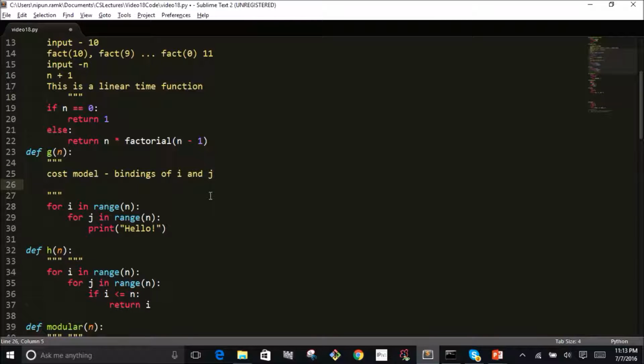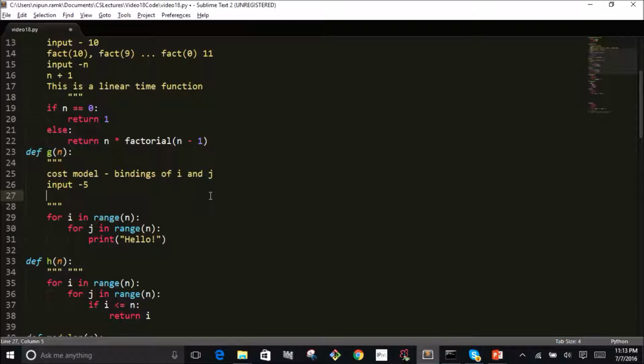So let's say my input is 5 again. Let's analyze this. What's first going to happen is it's going to go for i in range of 5. What's the first i value we get? We get i is equal to 0. Then when i is equal to 0, we're going to execute the inner for loop, for j in range of 5. So when i is 0, we have j is equal to 0, then j is equal to 1, then j is equal to 2, all the way up to j is equal to 4. So for i equals 0 only, there are 5 bindings of i and j.